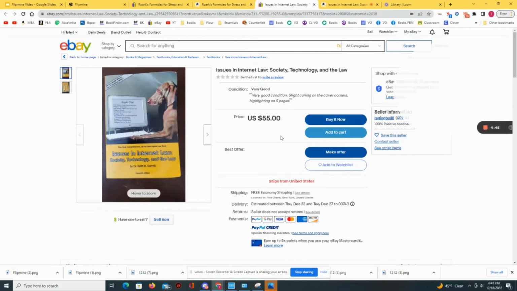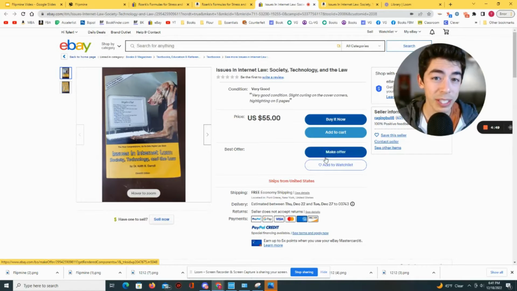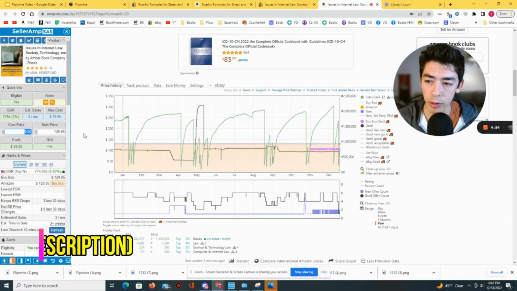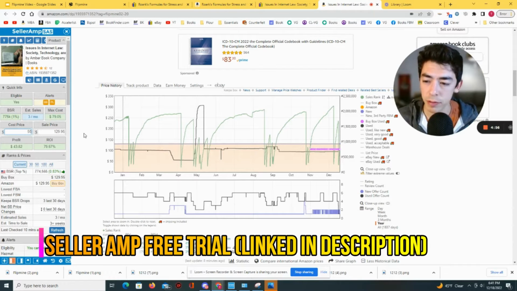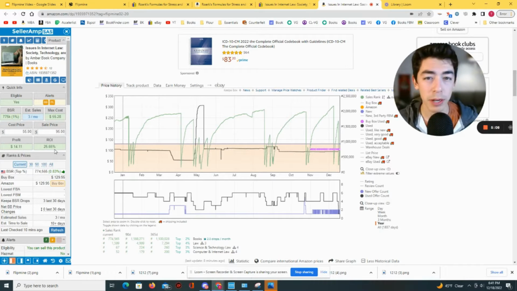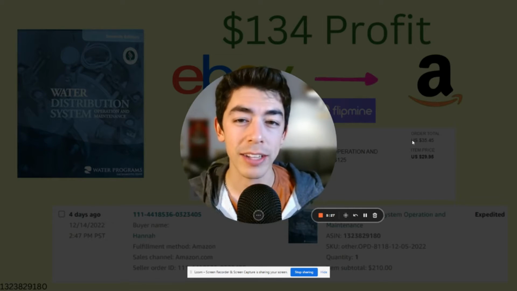Now, again, there's an eBay best offer enabled on this, meaning that we could send the seller an offer. And in this case, you probably would want to do that because if I use Seller Amp over here on the left and I put in my buy cost of $55 and I put in what I think I could probably sell this book for, which is probably around $95 to $100, you can see that while I would make a profit of $14 and a 25% ROI, I could potentially get a much better deal if I send an offer. So what I would do is probably send the offer of maybe $40 or $35. And you can see that if I send an offer for $40, then all of a sudden I can make an ROI of 72%.